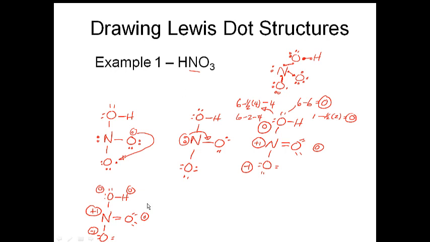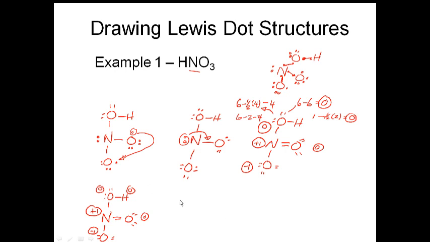Okay. So we've written a legitimate Lewis dot structure for nitric acid. Is that the only possible Lewis dot structure that I could have written for the atoms attached in this format? In other words, having this oxygen attached to this hydrogen, having the nitrogen attached to the oxygen on the left, and the oxygen on the bottom. Is that the only possible Lewis dot structure that I could have written?